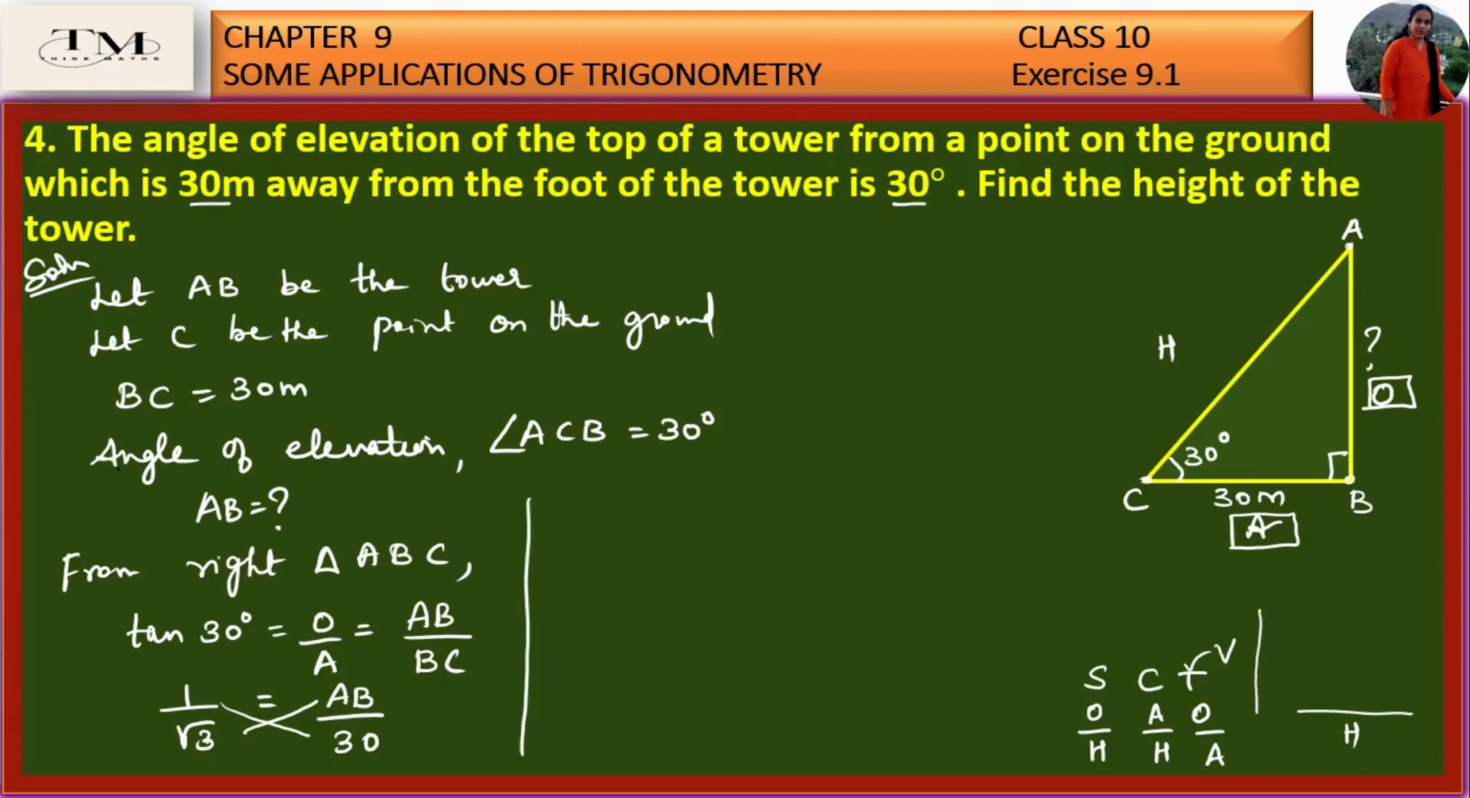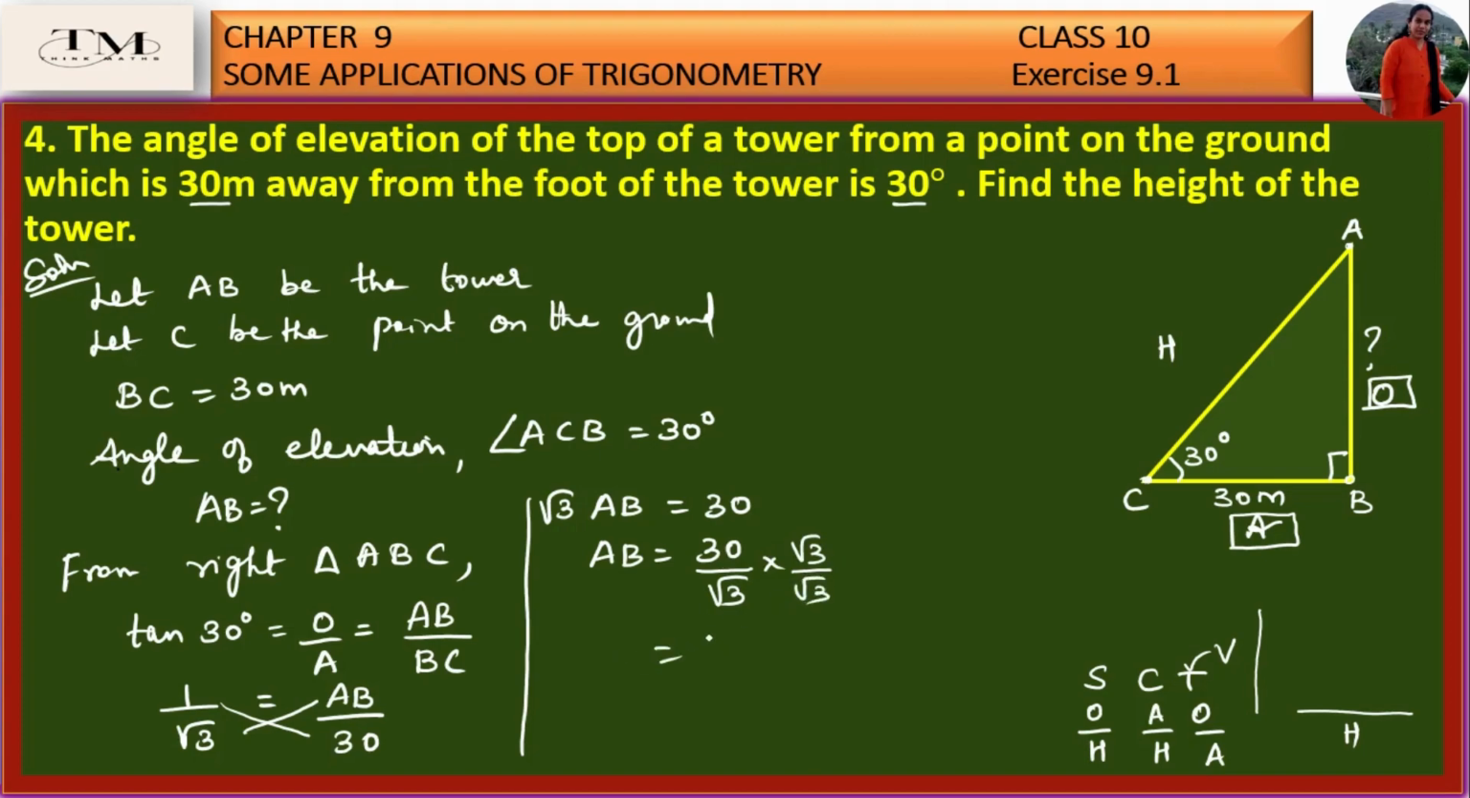So if you cross multiply, root 3 into AB equal to 1 into 30, which is 30. So what will be AB? AB is equal to 30 by root 3. Root 3 is in the numerator, so when we change the side, it will come to the denominator. To avoid the root in the denominator, in the next step, we will multiply and divide by root 3.